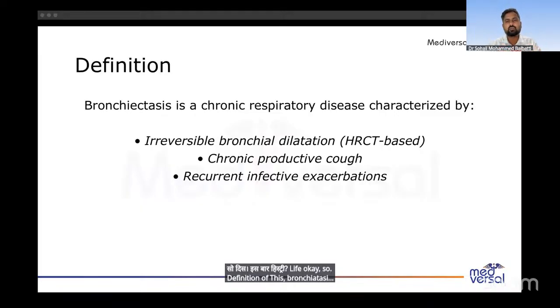So please remember, it's not an acute, it's a chronic respiratory disease, which is characterized by irreversible bronchial dilatation. Once the damage has happened, it has happened. It cannot be reversed. It is basically HRCT based, and the patient has a chronic productive cough as a symptom, and the patient will be having recurrent infective exacerbation. I'll tell you why the patient is having recurrent infective exacerbation in the pathophysiology part.